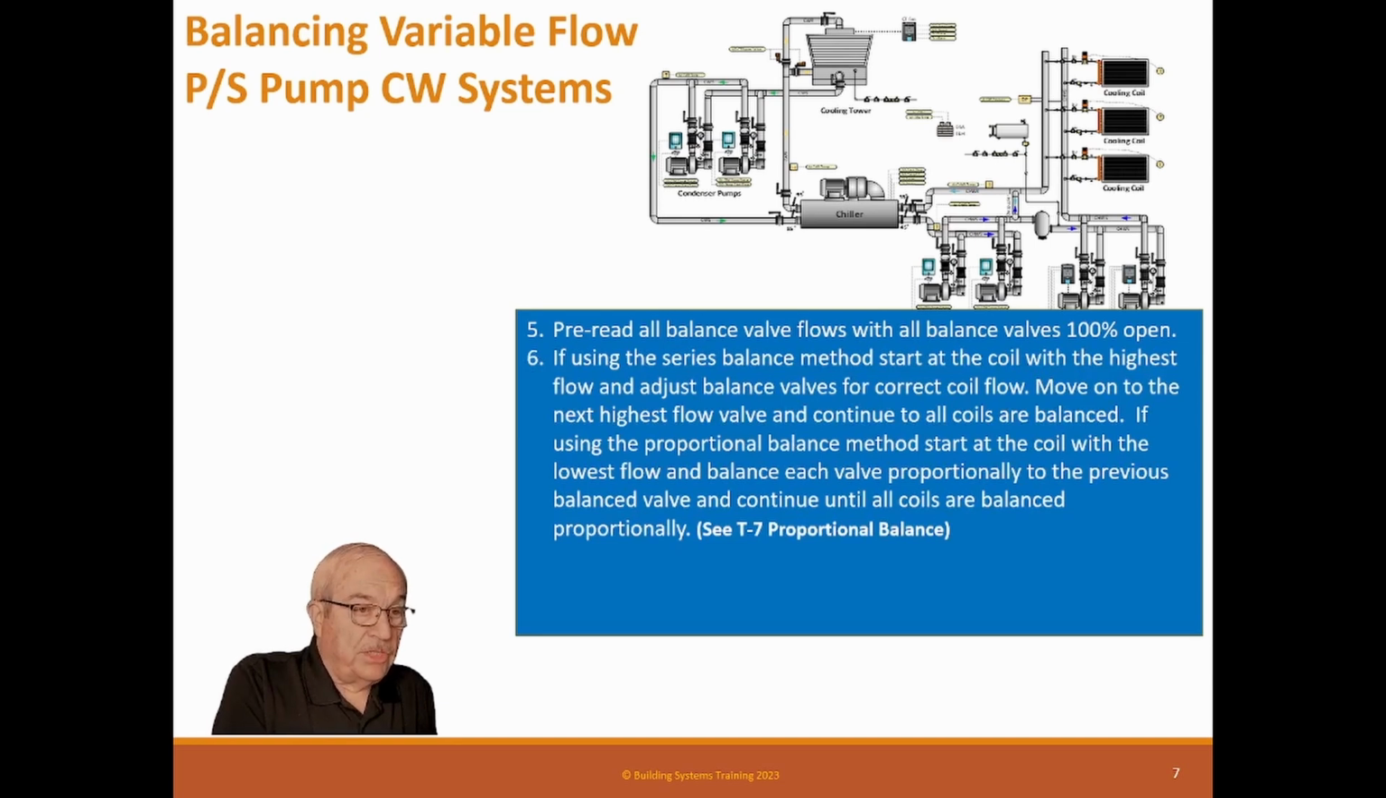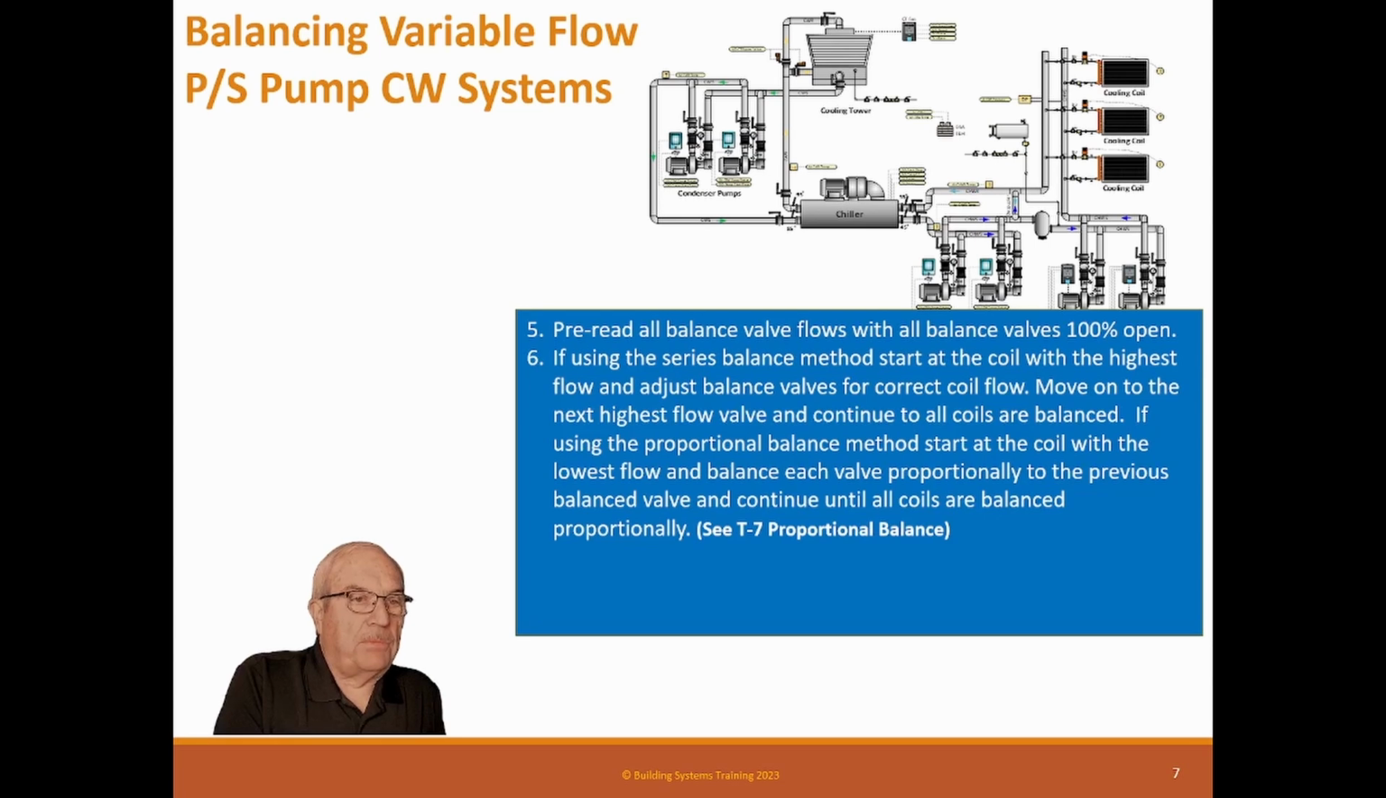If you're using a series balance, there's two methods we're going to talk about. One is series, which means you just go balance the valves. Or you can proportional balance like you would a proportional air balance. So if you're using a series balance method, start at the coil with the highest flow and adjust balance valves for correct coil flow. Move on to the next highest flow valve and continue until all coils are balanced.